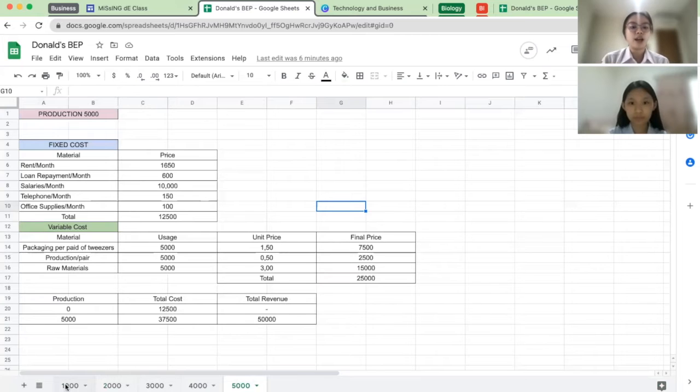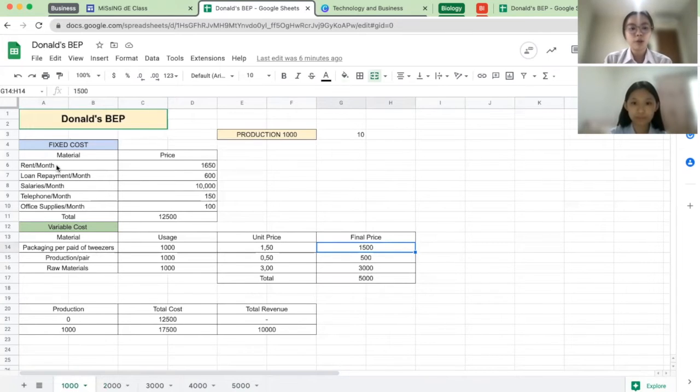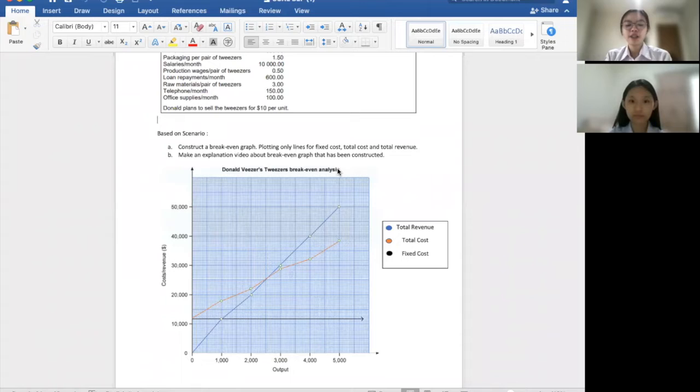This will then be added to the fixed cost. Because if we look at the fixed costs, all of them are per month. So that means it will be calculated per month for the production. Then we have the revenue, where each product costs $10. This results in a total revenue of $10,000, $20,000, $30,000, $40,000, and finally $50,000 for every increase of 1,000 in production until 5,000. Now we're going to talk about BEP analysis in the graph.